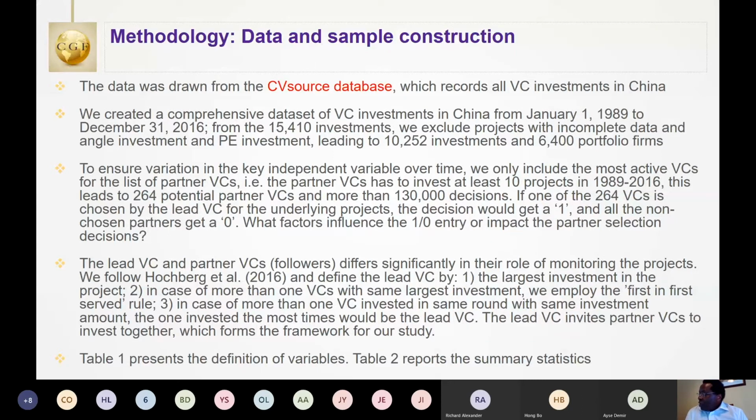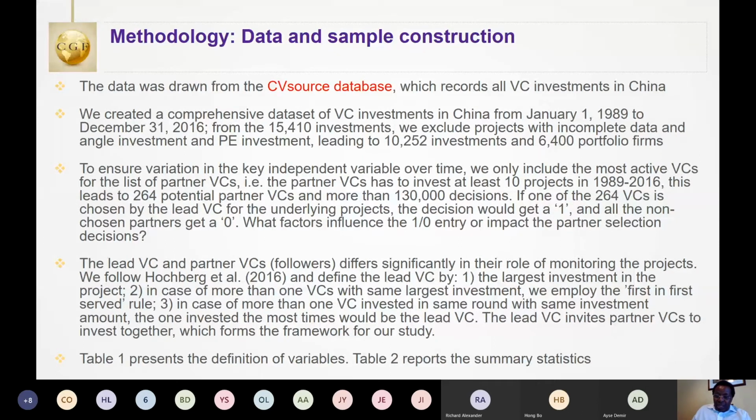developed in Hochberg and others in 2016, and it defined the lead VC in terms of 3 important factors. 1, the VC that has the largest investment in the project. 2, in case more than one VC has the same large investment, we apply the first in, first served rule. So we take the one which came first. But 3, in case more than one VC invested in the same round with the same investment amount, the one that invested the most times would be the lead VC. And that's how we select the lead VC, and the rest are the partner firms.